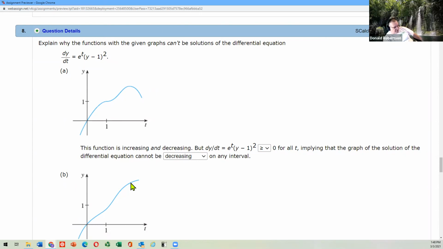So this one has increasing, but it isn't horizontal at y equals 1. This one is horizontal at 1, but it isn't increasing. Do you see each one had one of the pieces wrong? Just a different piece wrong.